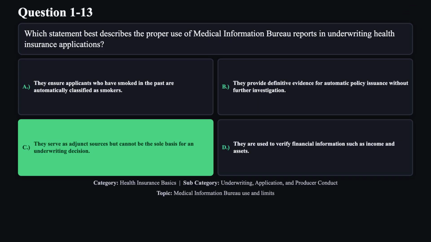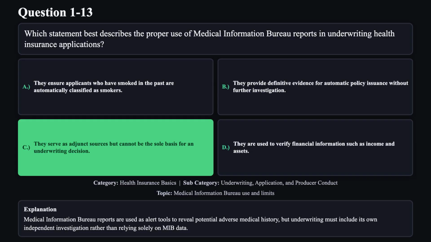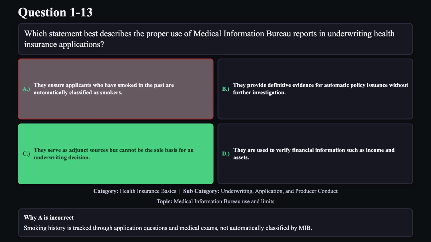The correct answer is C. Medical Information Bureau reports are used as alert tools to reveal potential adverse medical history, but underwriting must include its own independent investigation rather than relying solely on MIB data. Reason A is not correct. Smoking history is tracked through the application questions and medical exams, not automatically classified by MIB.